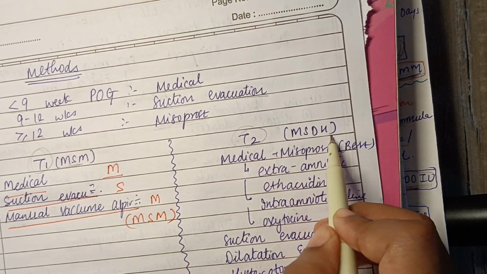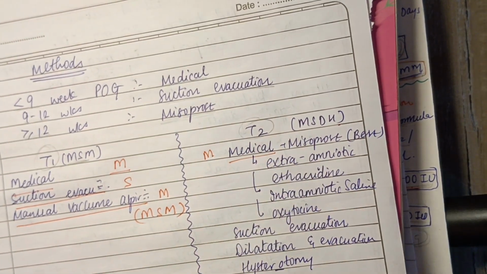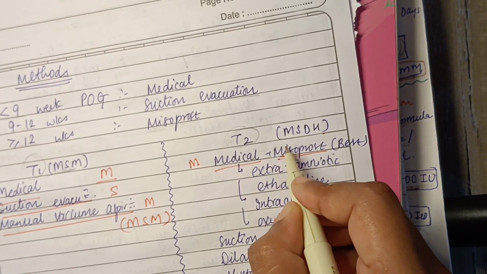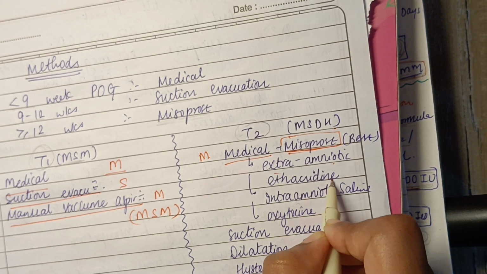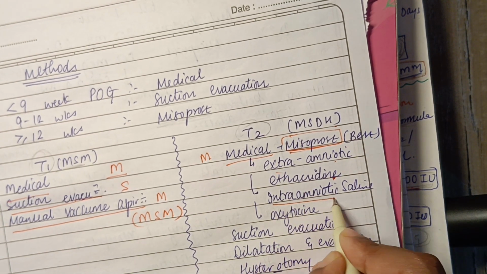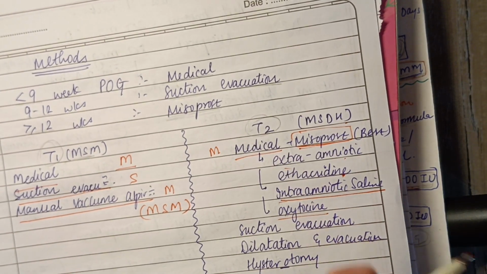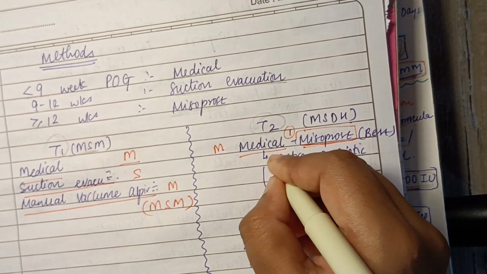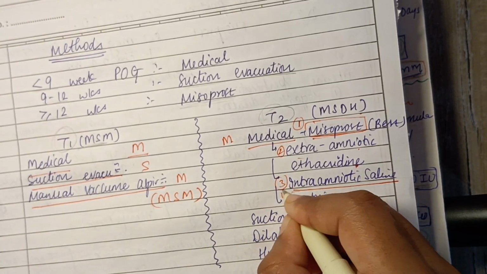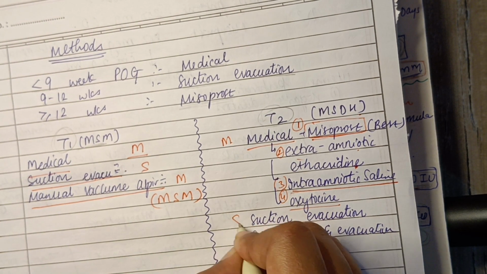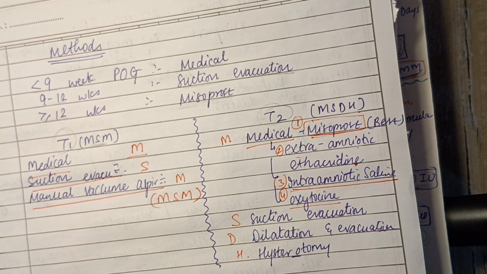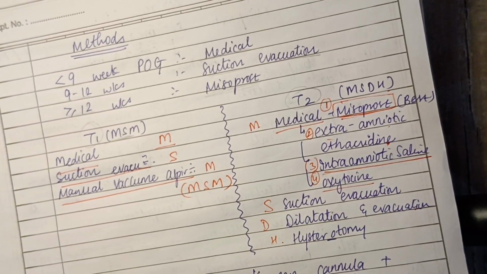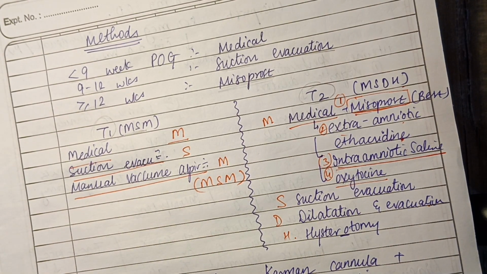Now in T2, MSDH. M stands for medical again. Here the best drug is misoprostol. You will give misoprostol to the patient. You can also give extra-amniotic ethacridine, intra-amniotic saline, or oxytocin. So you will give four things: misoprostol, EAE, intra-amniotic saline, and oxytocin. S stands for suction evacuation, D for dilatation and evacuation, and H for hysterectomy. In the first trimester, you can also use menstrual regulation syringing, but it is outdated and not used nowadays.